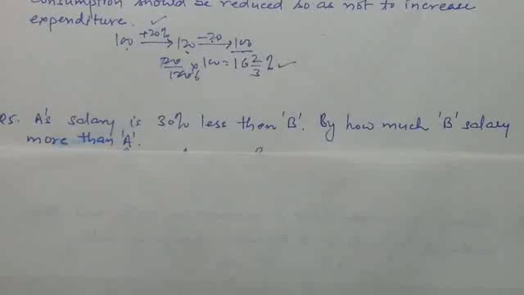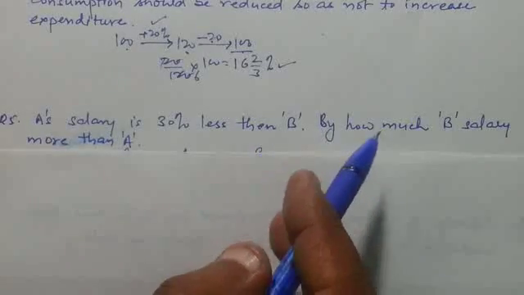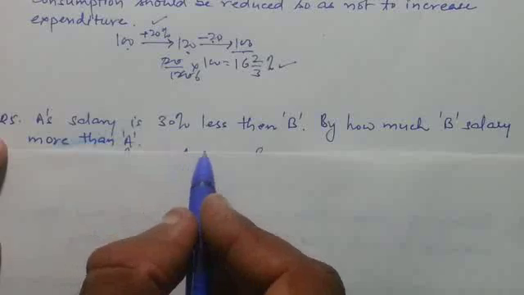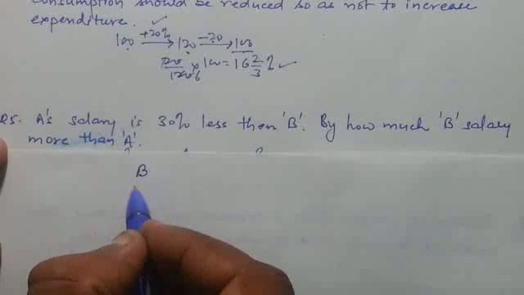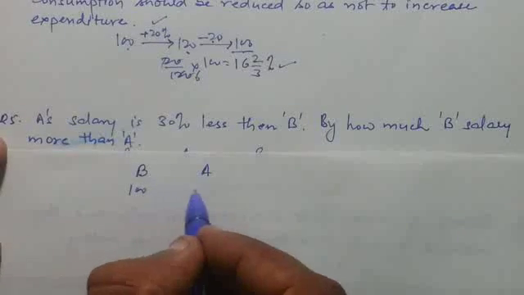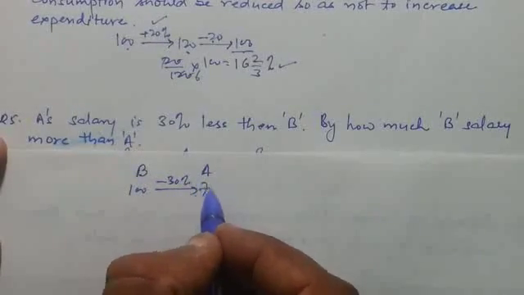So next is this sort of question. A's salary is 30% less than B. By how much is B's salary more than A's? So again, A's salary is 30% less than B. So it is B, it is A. If B has a salary of 100, then A's salary, being 30% less, is 70.